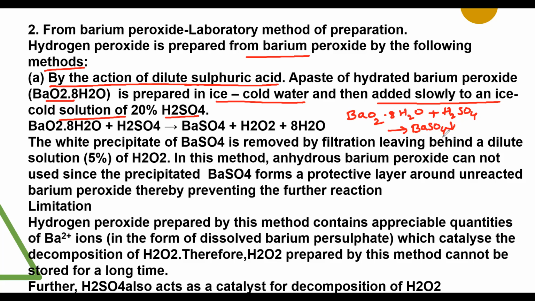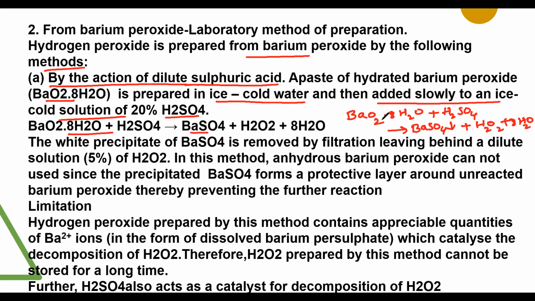Barium sulfate precipitate plus hydrogen peroxide plus water. That water, 8 moles of water, has been evaporated. So simple it is. This is the equation. Since it is not clearly typed, that's why I have written it separately.